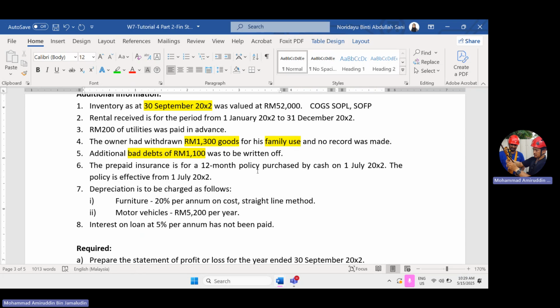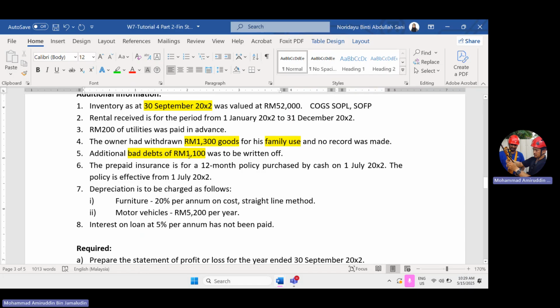Okay, this is what? Prepaid insurance. Insurance that you paid. Supposedly, you only need to pay for 3 months, because your policy started 1st July 20x2. Your year end for this question is 30th September 20x2. So it takes 3 months coverage only. You just need to pay insurance for how much? 3 months.